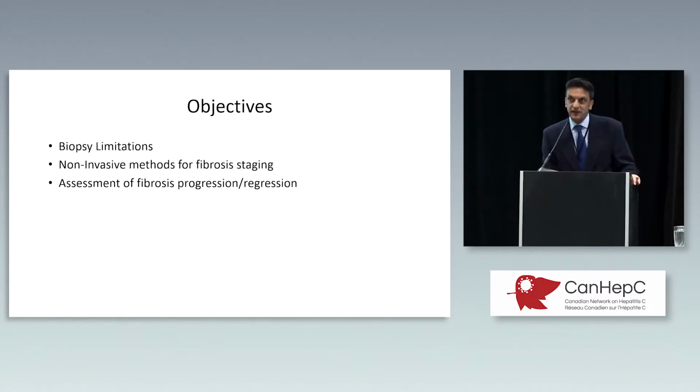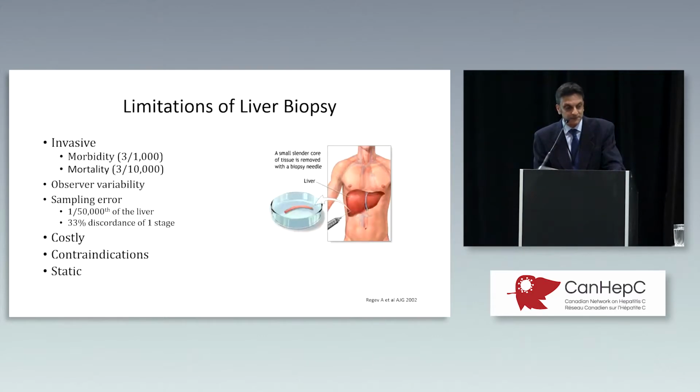So the objectives are really to talk about biopsy limitations. I know many of you are familiar with this topic, but because we've got a broad audience, I have to really talk about biopsy limitations. Then the increasing use of non-invasive methods for fibrosis staging. We saw in the last talk by Dr. Al-Sarrag prediction modeling on HCCs based on some of these non-invasive methods such as FibroScan. But what I wanted to spend a little bit of time on was assessment of fibrosis progression and regression, which is really relevant to how we follow our post-hepatitis C, post-cure patients, for example.